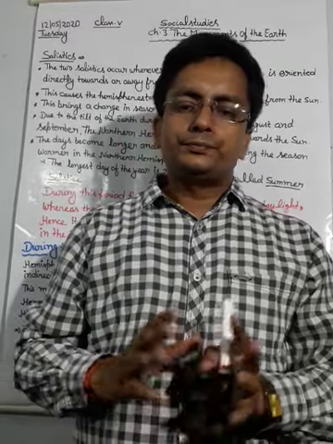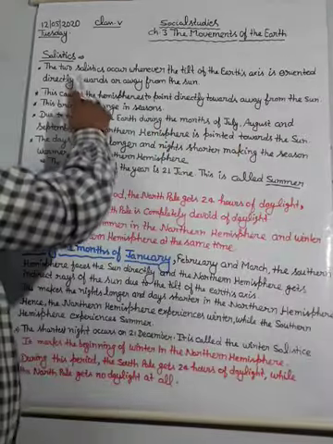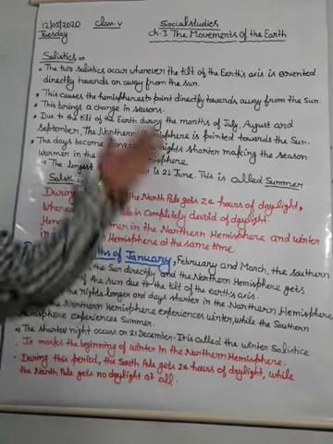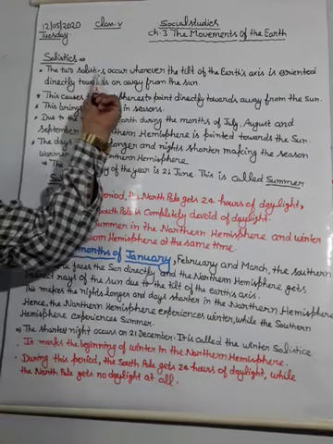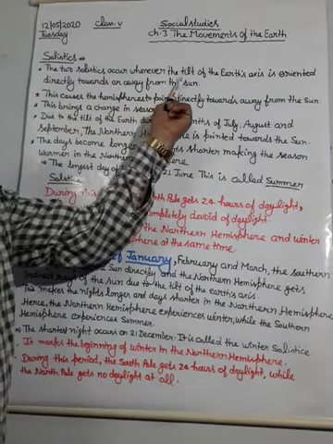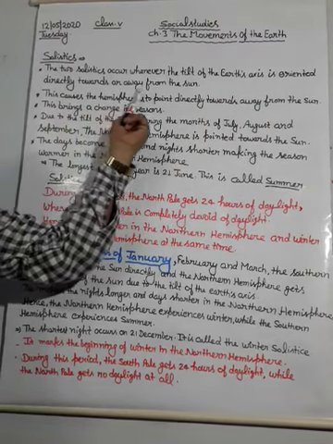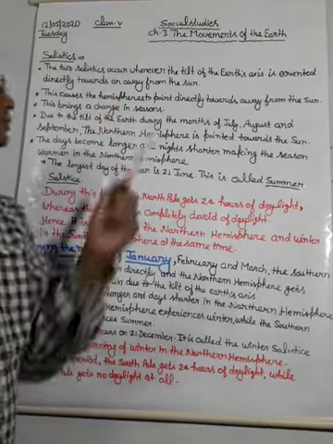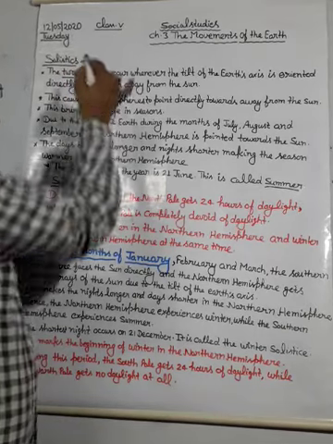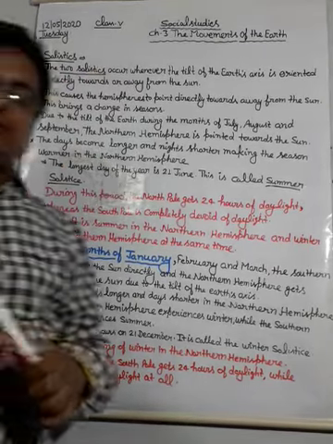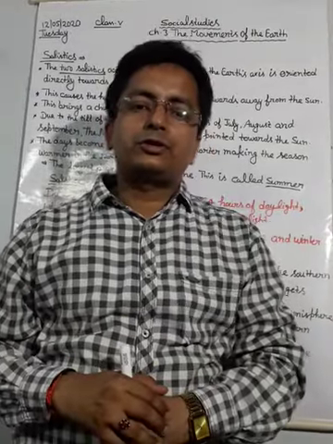So after discussing these topics, today we are going to discuss solstices. Yes, student? Solstices. The two solstices occur whenever the tilt of the earth's axis is oriented directly towards or away from the sun. How many solstices are there? Two solstices. One is the winter solstice and another is the summer solstice.